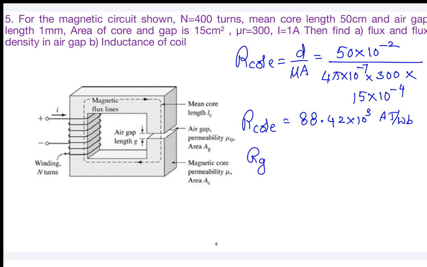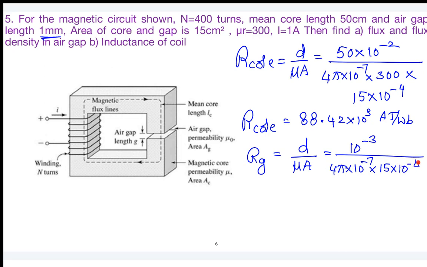So the reluctance of the air gap is the same thing, d by mu into a. In this case, the air gap length is 1 mm, which is 10 power minus 3, divided by 4 pi 10 power minus 7 into the area, which remains the same, 15 into 10 power minus 4. Anyhow, I am writing the value, you can cross check that. So the reluctance will be something like this, 530.515 into 10 power 3 ampere turns per Weber.